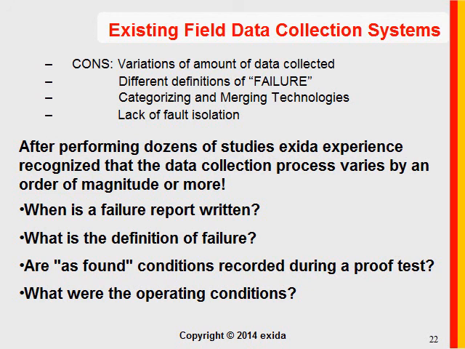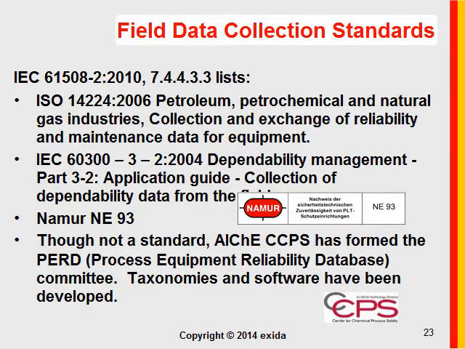So what we need to know is, when is a failure report written? What is the definition of a failure? Do we record the as-found conditions? And what were the operating conditions? So in some cases, when we talk about pressure relief valves, the pressure relief valves are disconnected from the process. They're disassembled, moved to a test shop. We may do an immediate pop test, but one of the things we need to evaluate is, do we really have the as-found condition when we disconnect that pressure relief device from the process? So those are things that we need to look at, and obviously operating conditions need to be recorded as well.